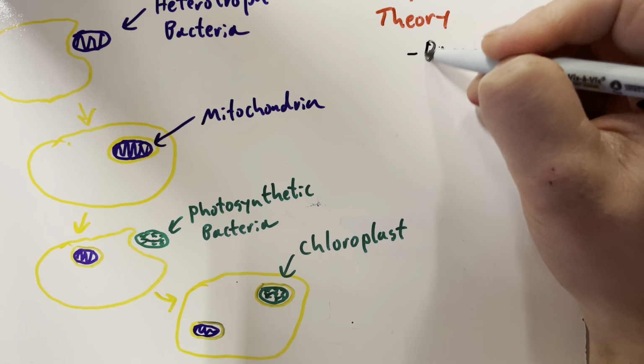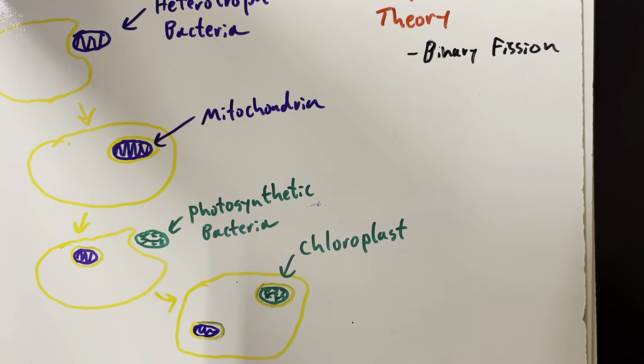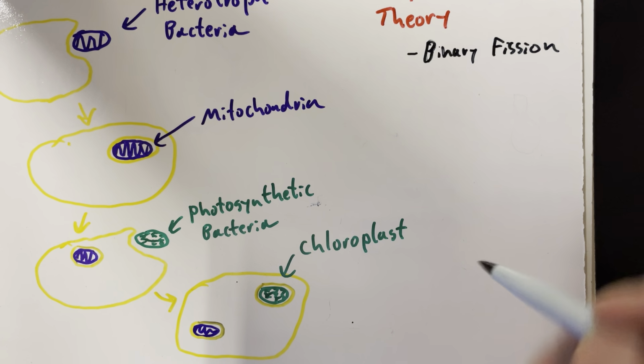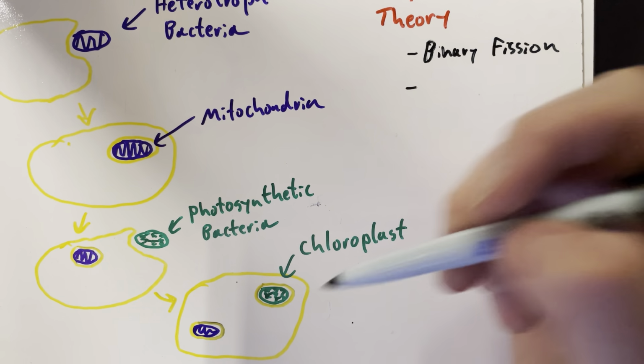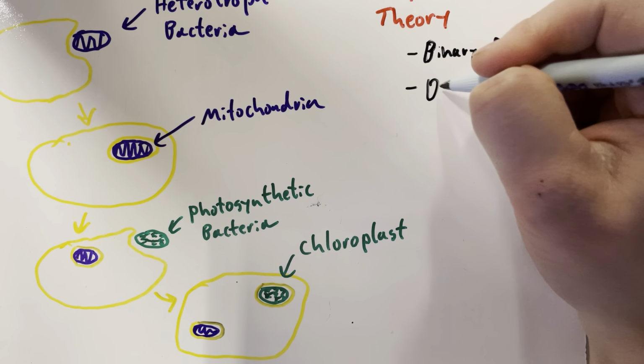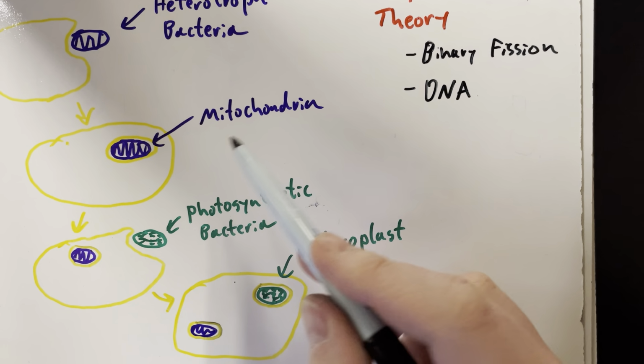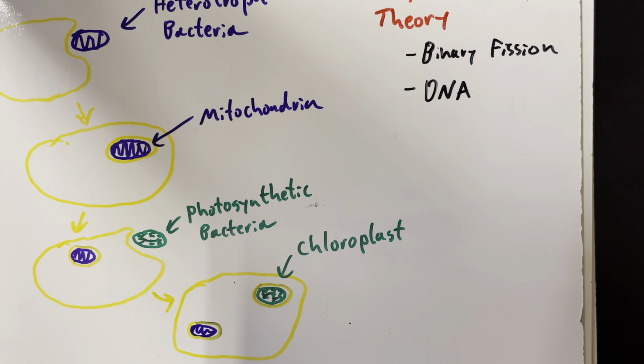They both undergo binary fission. Same way bacteria reproduce, right? Get bigger, split in half, boom, done. Also, did you know that mitochondria and chloroplasts have their own DNA? They do. The mitochondrial genome is about 16,000 base pairs. You inherit your mitochondria from your mom, so you get all of your mitochondrial DNA from your mom.